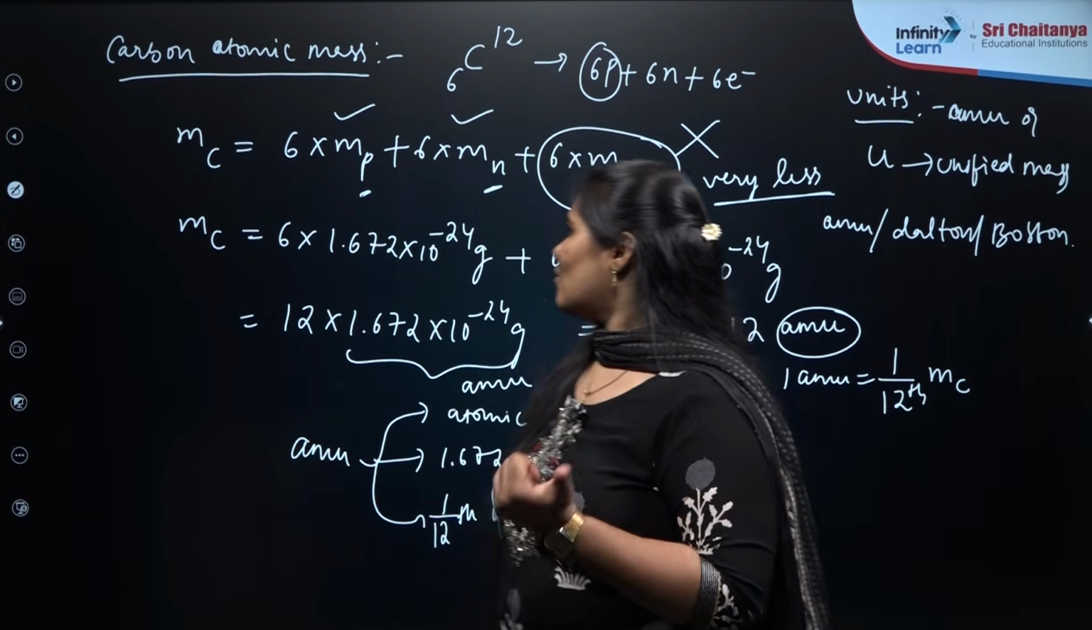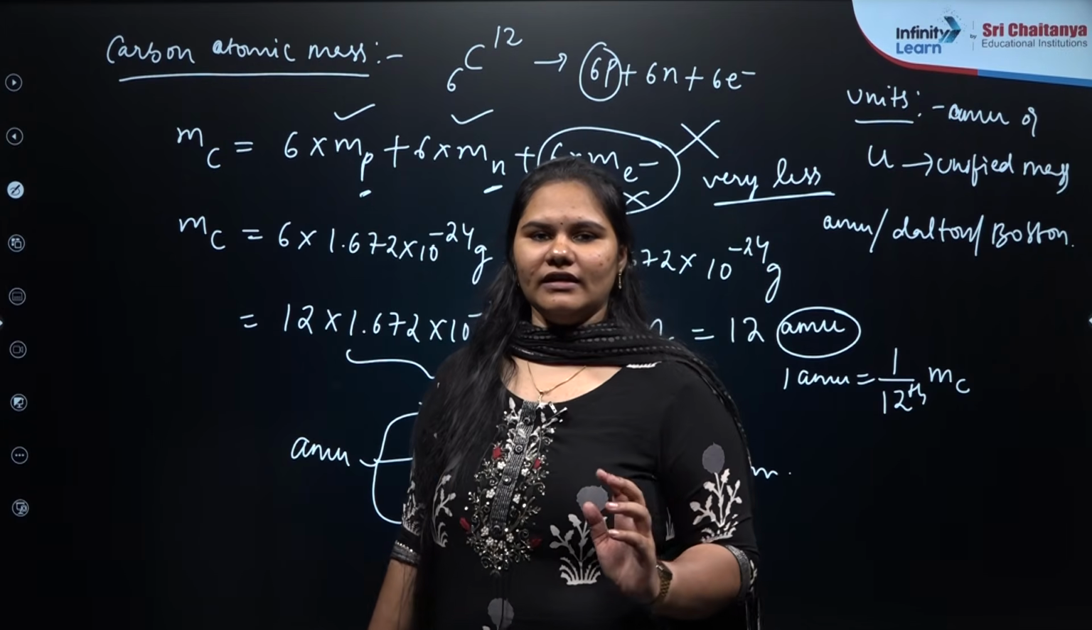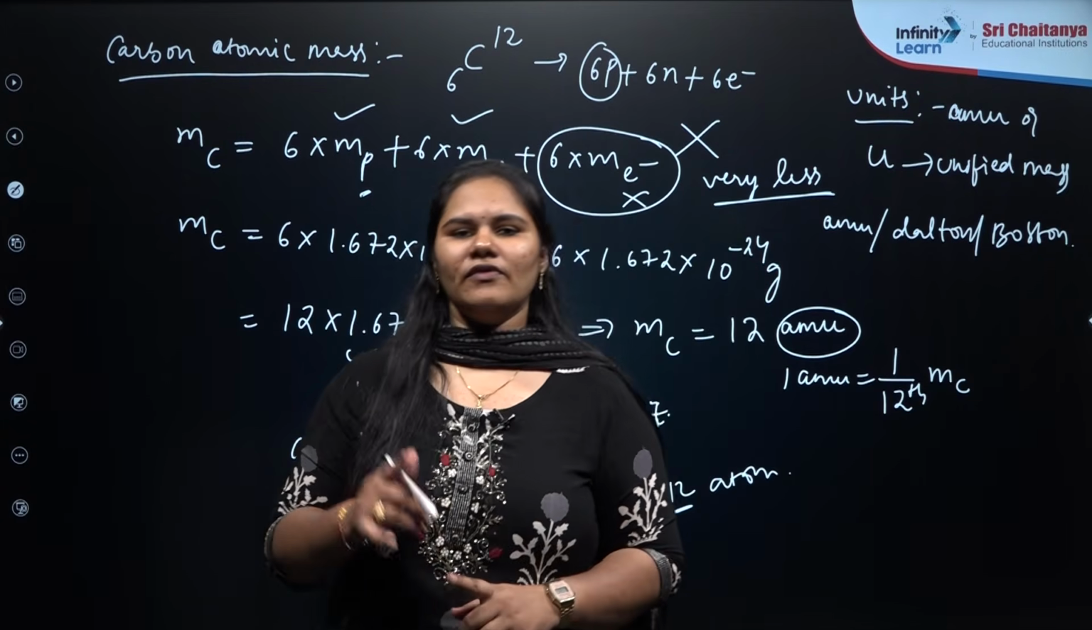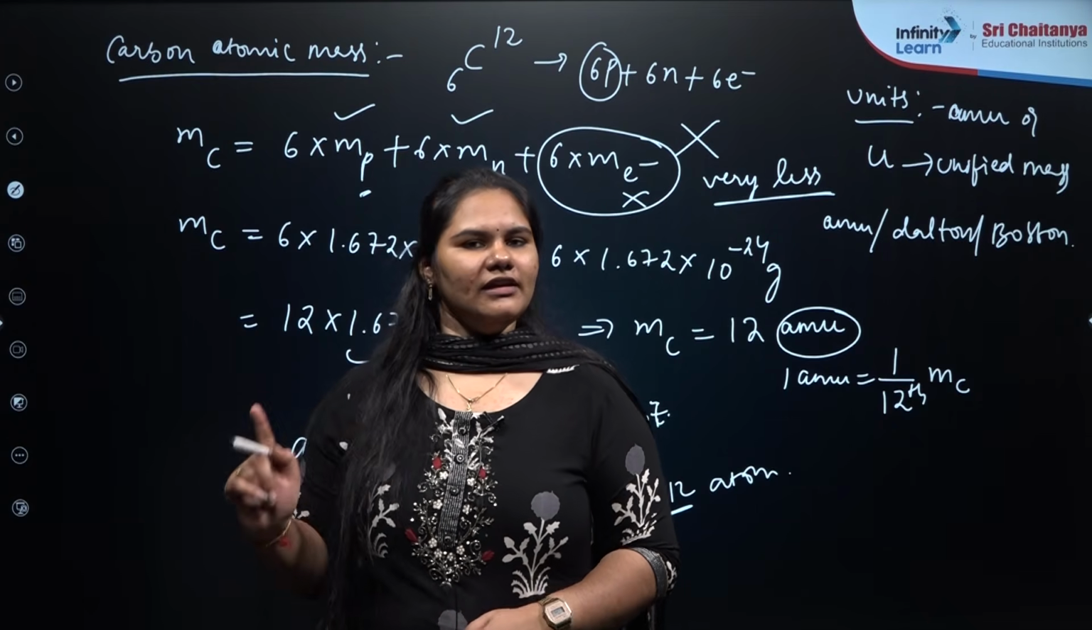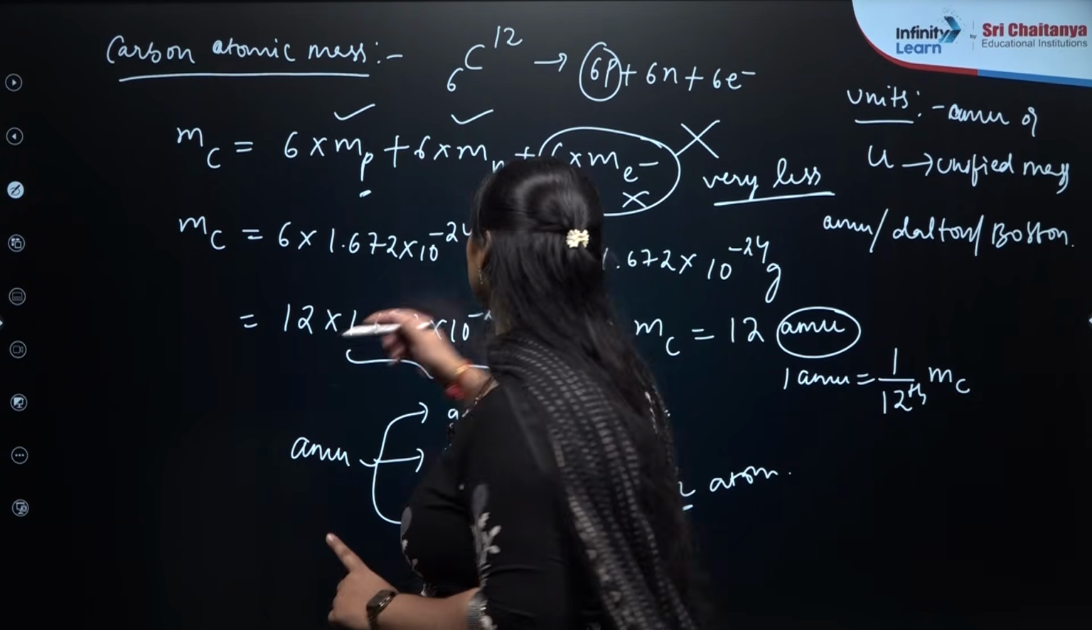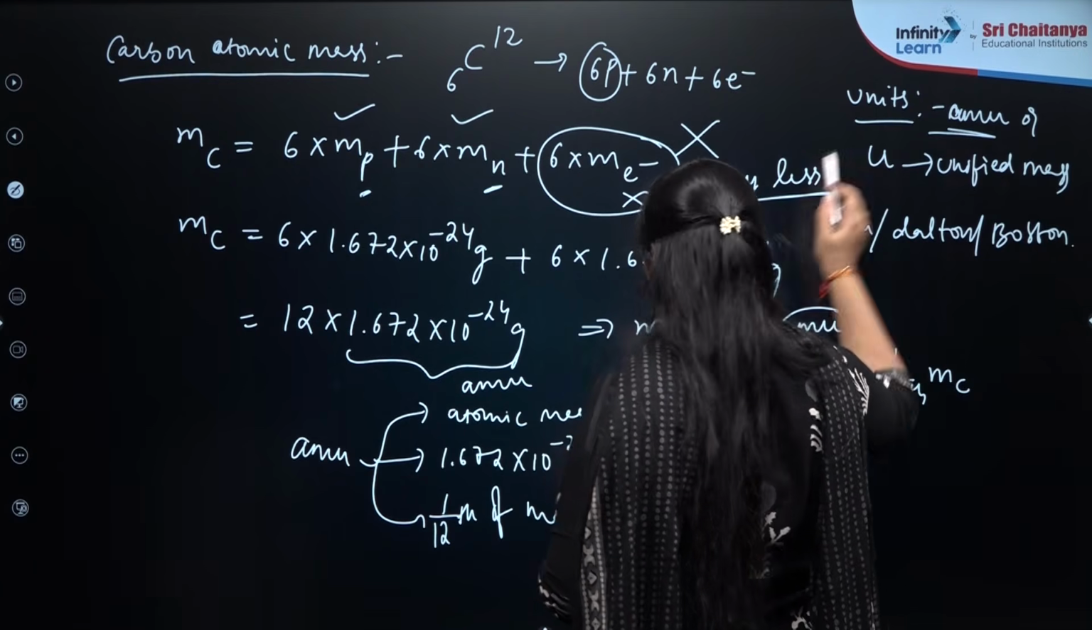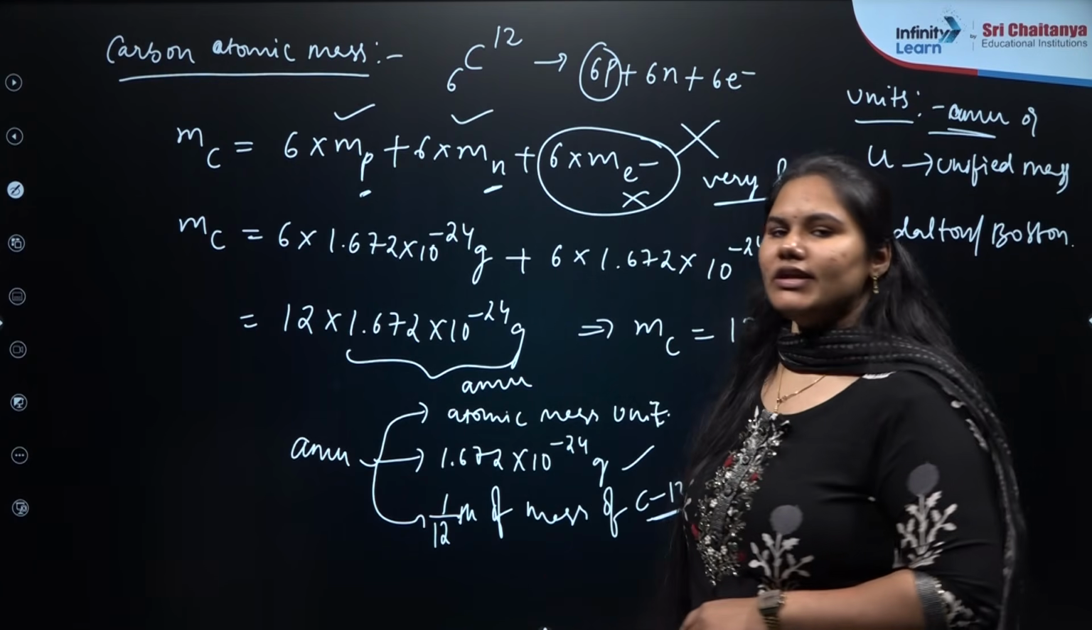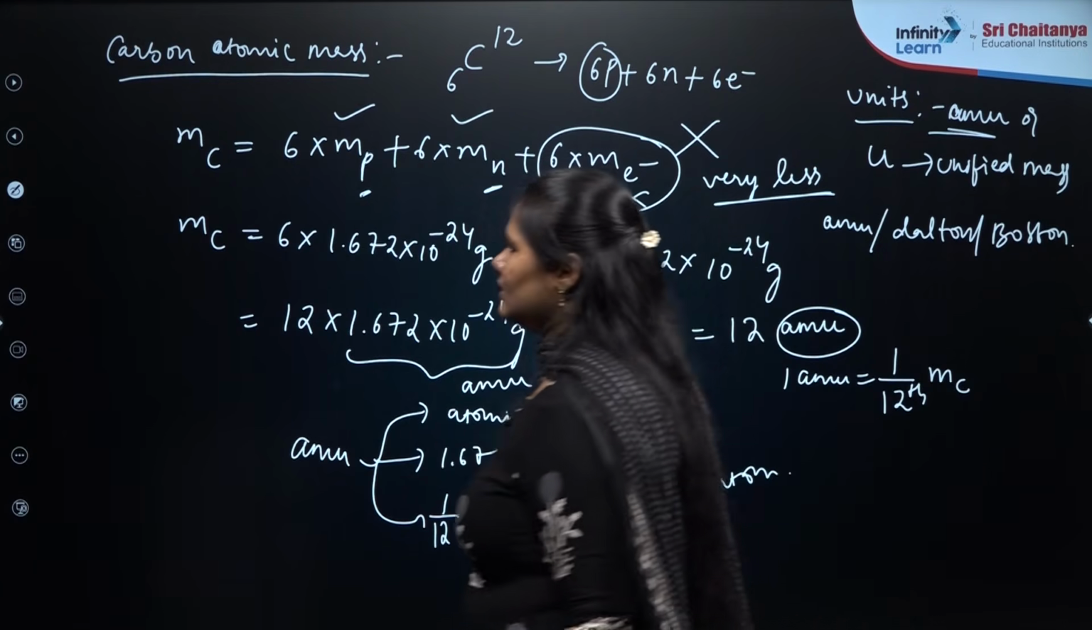Okay. So now what is atomic mass? Did you get clarity now? Atomic mass is nothing but mass of one atom. You have to be very clear in it. And what are the units? Units are in AMU. What is the AMU value? This much is the AMU value. This is what atomic mass is.